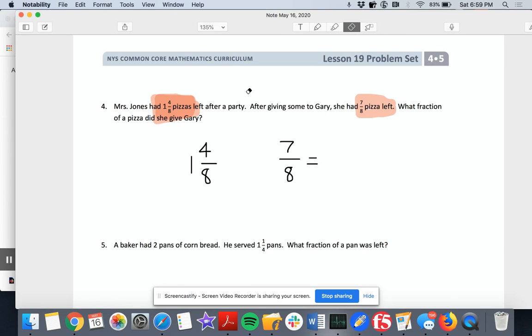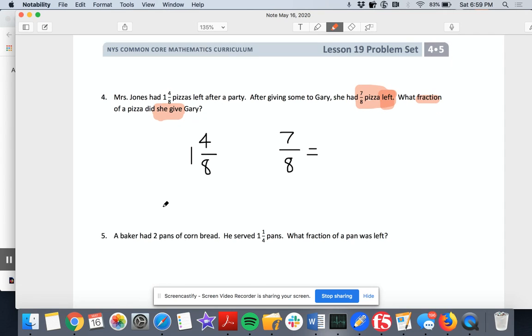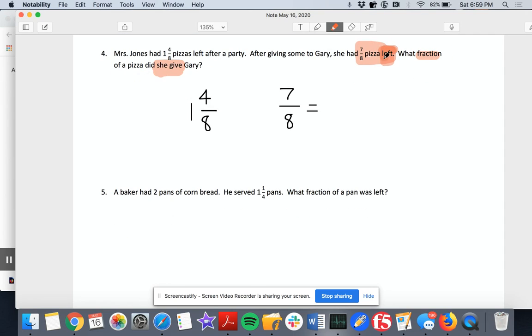Okay, and a key word here is left, and keywords I should say, is what fraction did she give, what fraction of the pizza did she give to Gary? Okay. But think more specifically about the word left and what does left tell you.